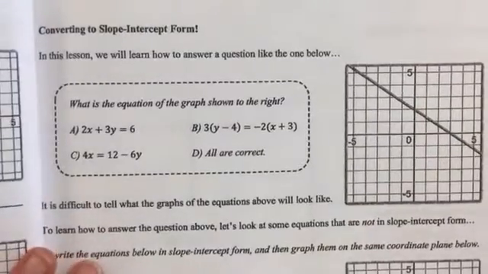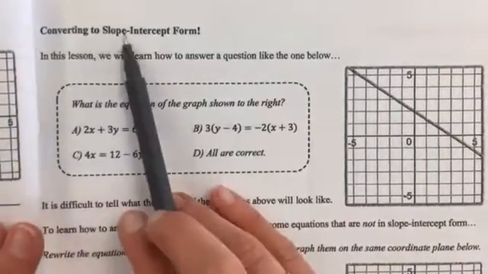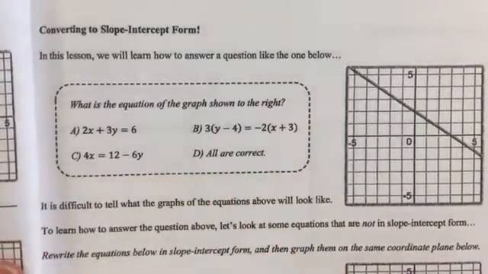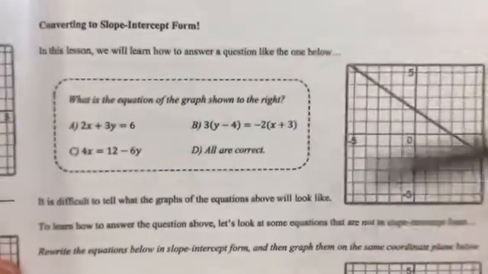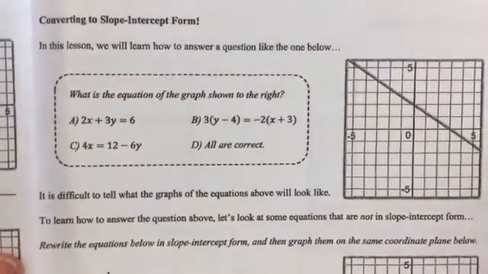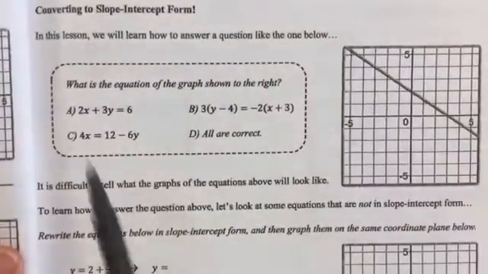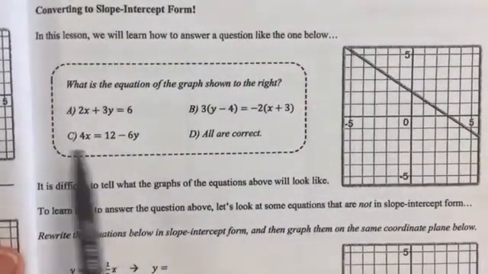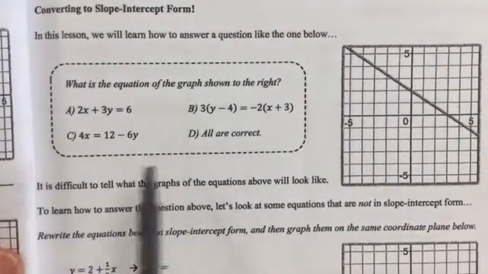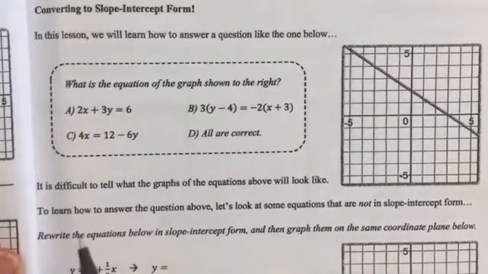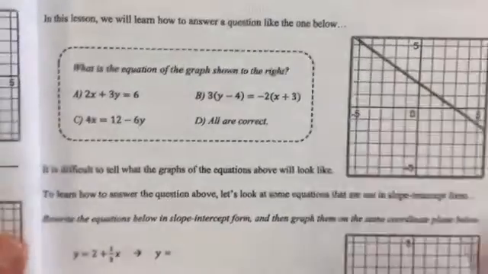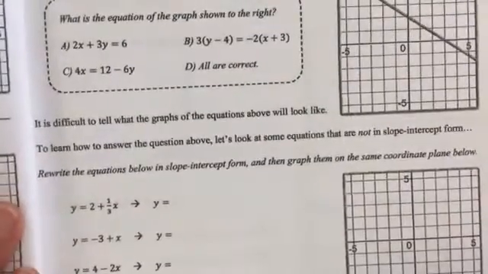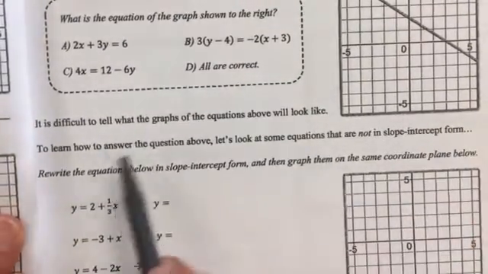Okay, so when we have to work with slope-intercept form, sometimes it's not in that form to start. So in this lesson, we will learn how to answer a question like this one below. It says, what equation of the graph is shown to the right? And it gives us 3 different equations, but none of them are in slope-intercept form, okay? So it is difficult to tell what the graphs of the equations will look like.